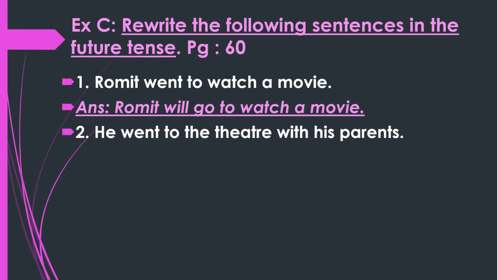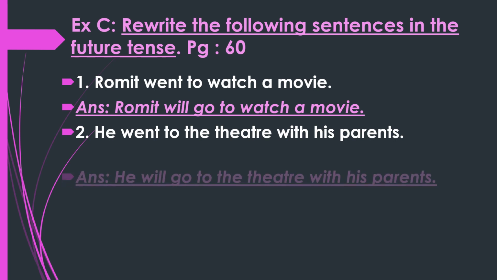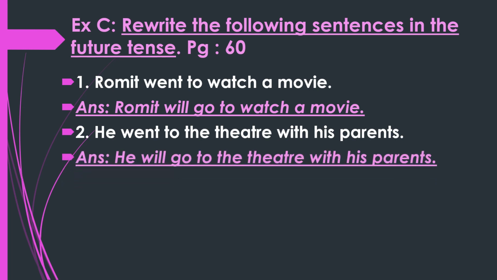The second one is he went to the theatre with his parents. This sentence again is in the past tense. We have to write this in the future tense. So it becomes he will go to the theatre with his parents. Here again, went becomes will go.